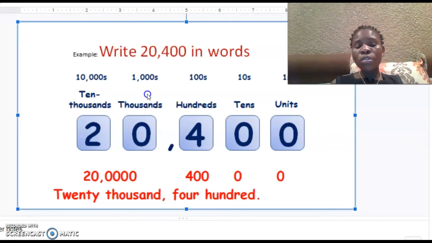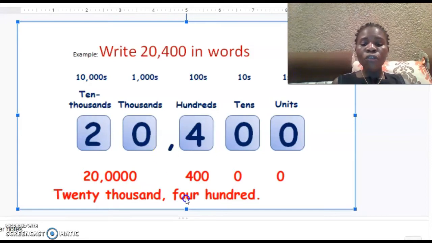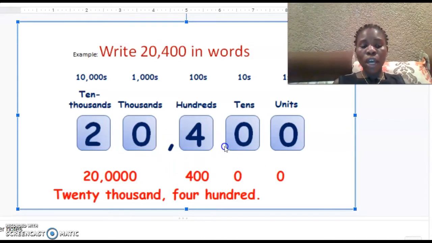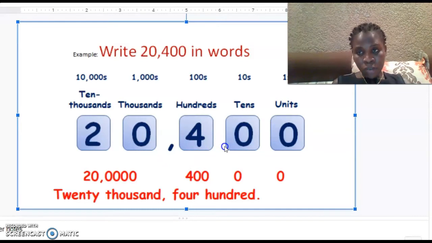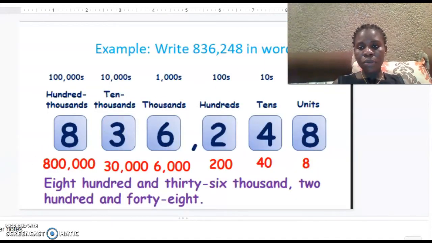So when we want to write this number in words, we'll start with the biggest value. Our biggest value is 20,000. So we'll say 20,000, and because there is nothing in the thousands, we'll say 400. You don't say 400, 0. So this number is 20,400.